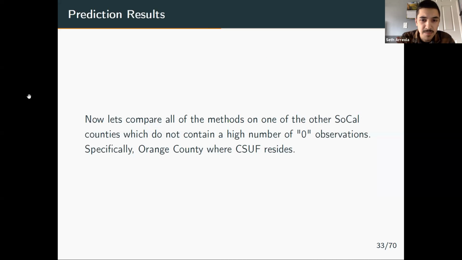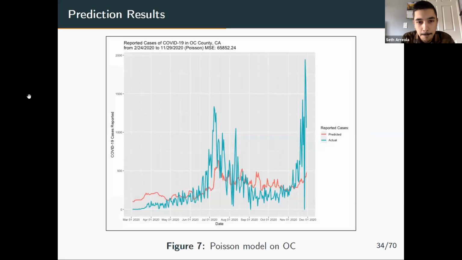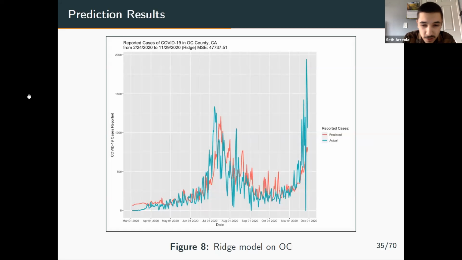So now let's talk about how these methods compare in another county which doesn't include such a high number of 0 observations. Specifically, we're going to look at Orange County, as this represents what our usual counties look like across our data sets. So here's again our worst performing model as a baseline, and this is the Poisson regression. And we see it's not quite capturing the trend or predicting the cases quite accurately. However, moving on to Ridge, we see that now we're starting to get the model to trend nicely, although our cases on any given day aren't too accurate yet.